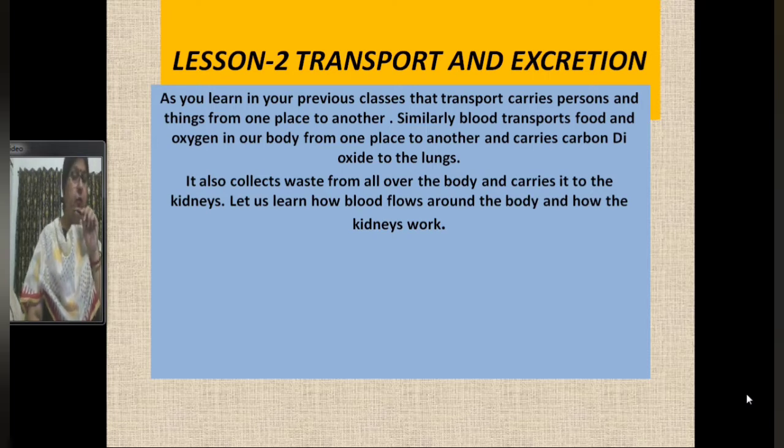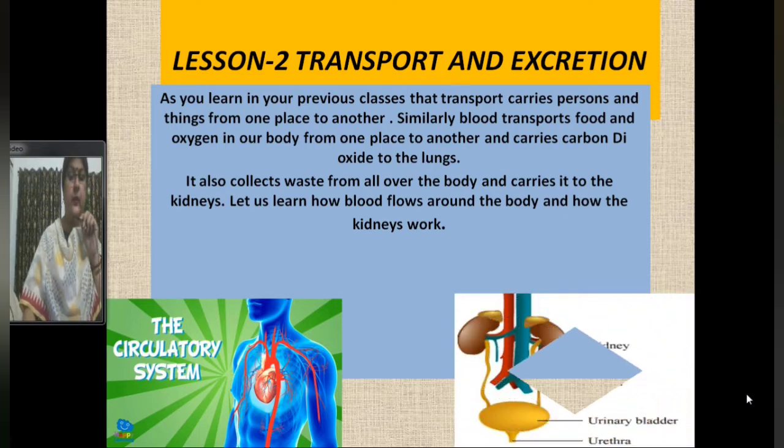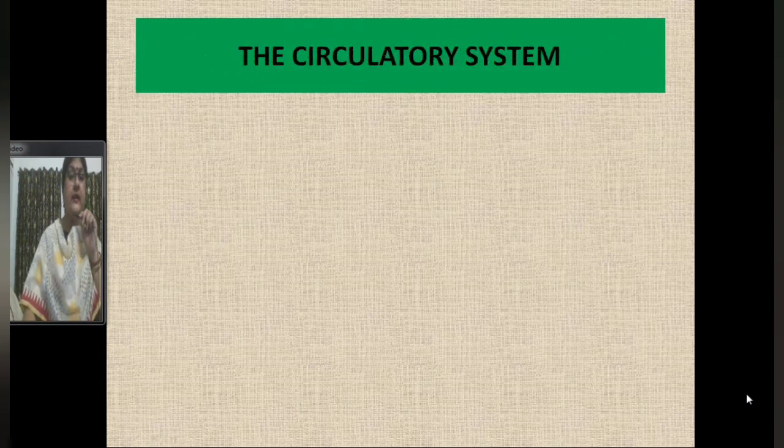Our blood flows around the body through a system which is called the circulatory system. The work of kidneys is done by a system which is called the excretory system. You can see in this picture. Now first understand what is the circulatory system.